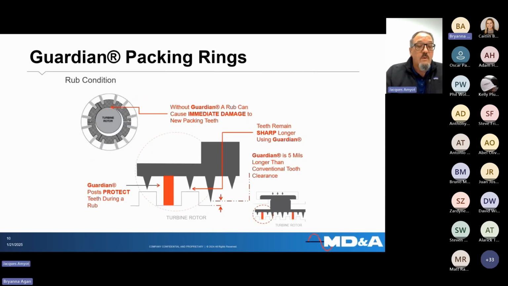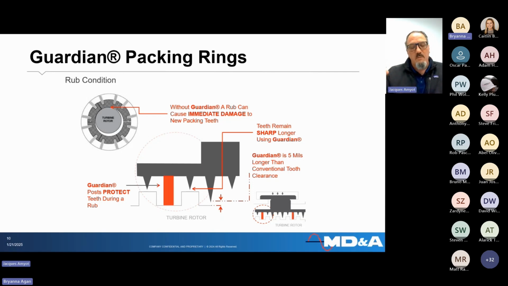If there's a condition where the rotor comes closer to the stationary seal than is desirable or than it's designed for, what happens is the Guardian posts basically interface with the rotor and push the seal ring away from the rotor. That maintains the sharpness of the remainder of the seal teeth. That works because the Guardian tooth is actually slightly longer than the seal teeth.